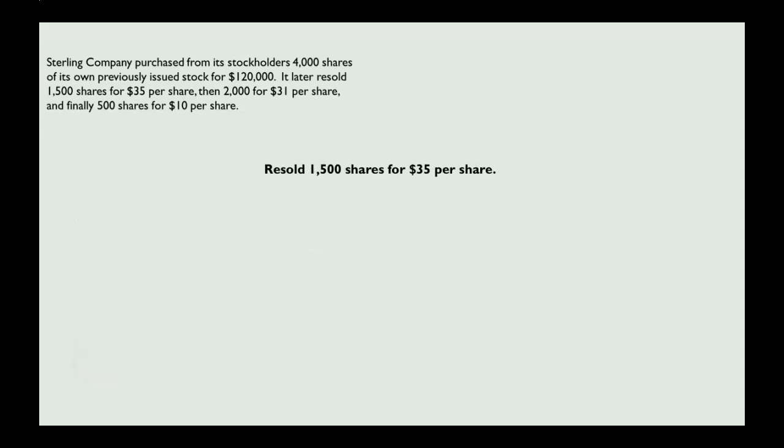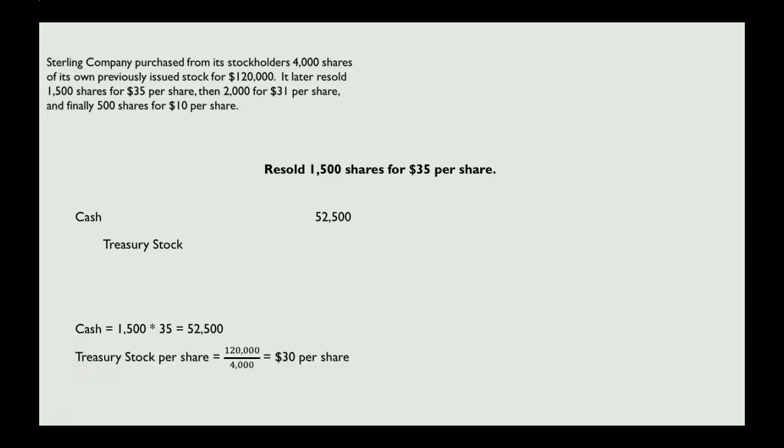Now, we resold 1,500 shares for $35 per share. So we will be getting money, right? So we want to debit our cash. And we're selling some of this treasury stock, so we want to credit our treasury stock. So let's figure out the numbers that we're going to use here for cash and treasury stock. First, for cash, it's your 1,500 shares times the $35 per share price. So we will debit our cash, $52,500.